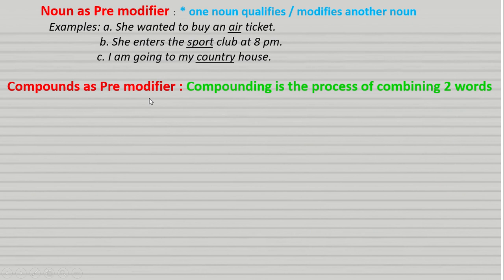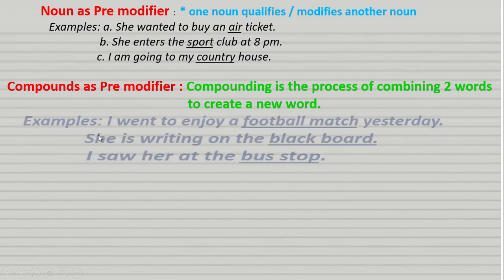Compounds. Compounding is the process of combining two words to create a new word. That means two parts of speech will join together to form a new word. It might be noun plus noun, verb plus verb, or noun plus verb, adjective plus noun, etc. Let's see how it is.